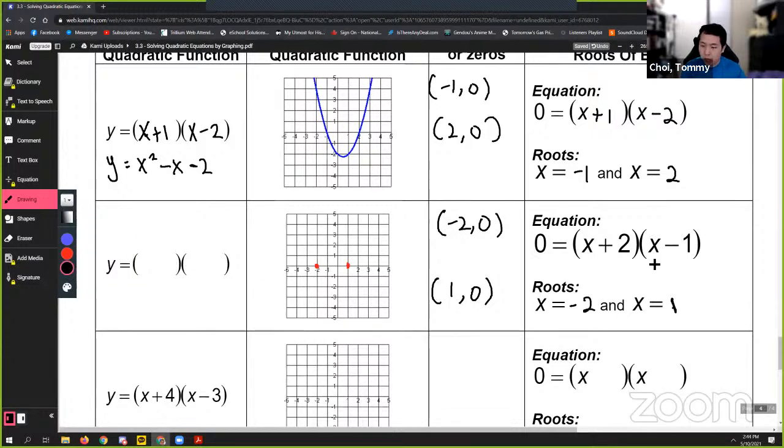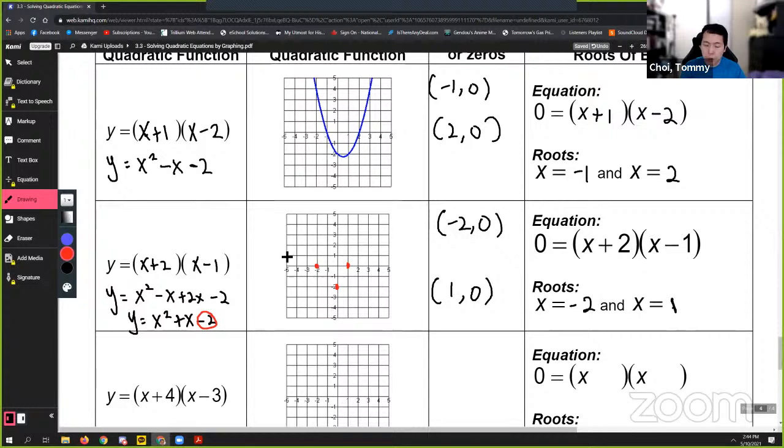So to get that, once again, we copy down the equation over here from the right, because that has not changed. But we're going to FOIL this. So when we FOIL this out, x times x is x squared, x times -1 is -x, 2 times x is 2x, and 2 times -1 is -2. Collecting like terms, we will end up with x squared plus x minus 2, and the last value in standard form is our y-intercept. So we can easily just graph that there. Okay?